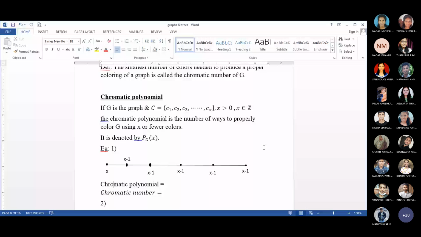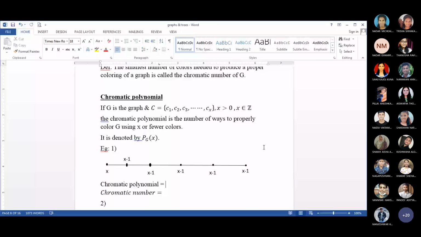को कलर करने के लिए कितना पॉसिबिलिटीज है? अपने पास x पॉसिबिलिटीज है, because in C we have x as a cardinality of C. Okay, so first vertex को कलर करने के लिए we have x possibilities. Second vertex को कलर करने के लिए we have x minus 1 possibilities. See वो जो x minus 1 लिखा है, that x minus 1 does not represent any color. It represents the number of ways in which you can color a vertex.